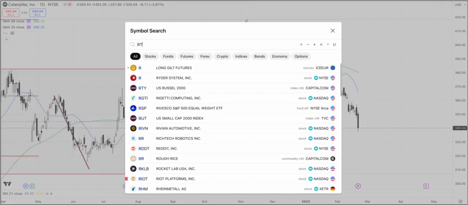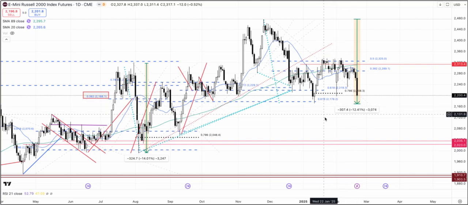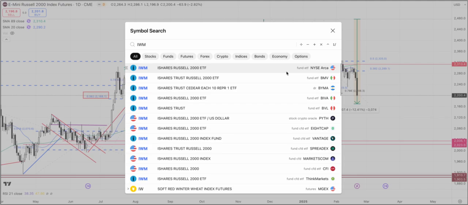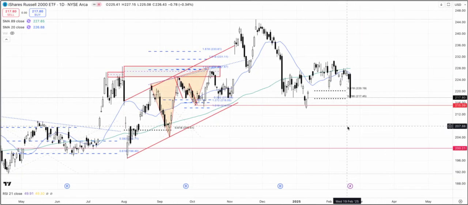And let's take a look at the Russell 2000. It was hit pretty hard. Lost nearly 64 points, or minus 2.82%, and it's come back right towards the bottom of this trading range. And if we were to take a look at the IWM, which is the ETF, it lost minus 2.88%, and is right at the bottom of this trading range.